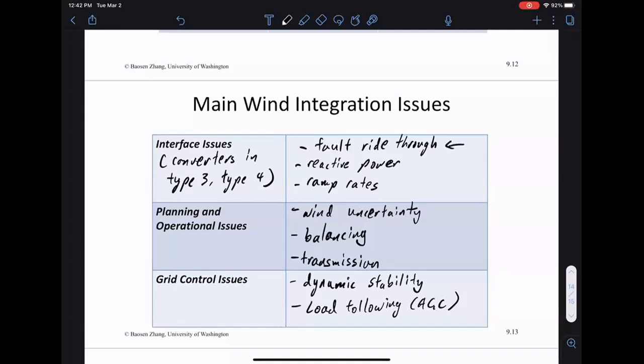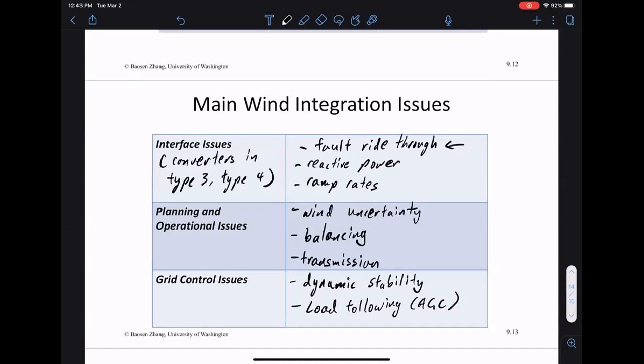So if you're interested in the other issues, you can take classes like 454 or 554, where we really explore the system side of things. But for today's lecture, we'll still look at a single turbine. We'll look at how, if you're a single turbine, you operate when there's a fault.